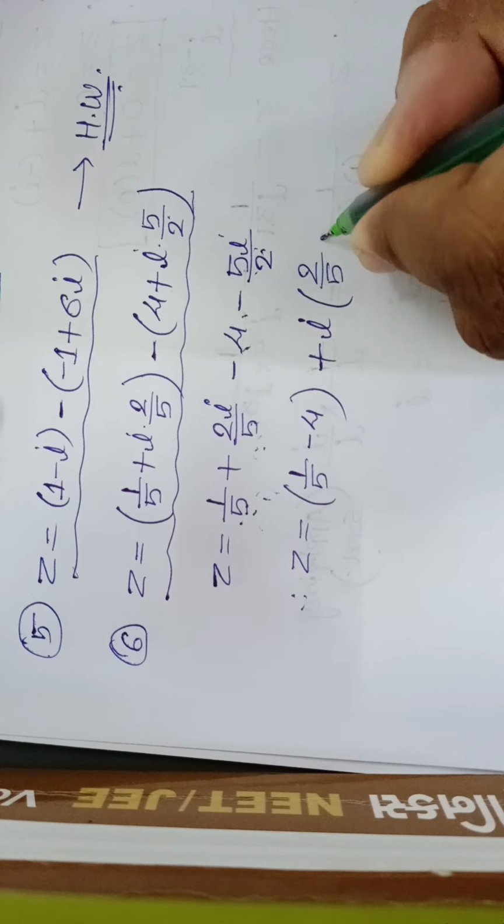Finally, the complex number Z is minus 19 by 5 plus I into minus 21 by 10, which is of the form Z equals A plus IB, and this is your answer also. So I think you can easily solve this kind of question. Now the next question is question number 7.